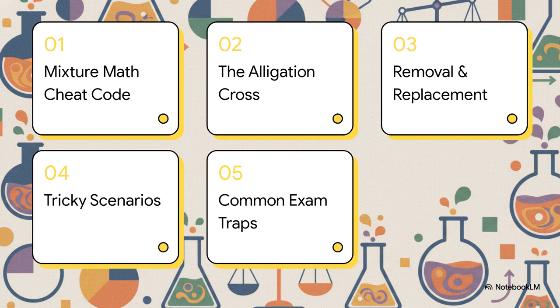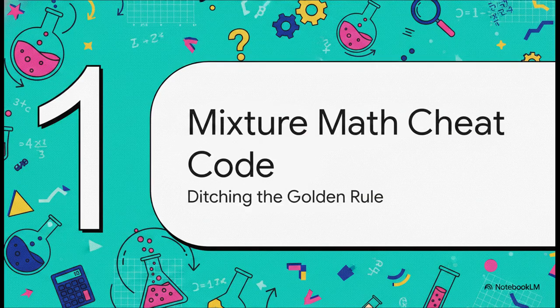Here's our game plan for this explainer. First, the mixture math cheat code. Second, mastering the alligation cross. Third, removal and replacement tricks. Fourth, solving tricky scenarios. And finally, avoiding common exam traps. All right, let's jump straight into section 1, the mixture math cheat code, ditching the golden rule.